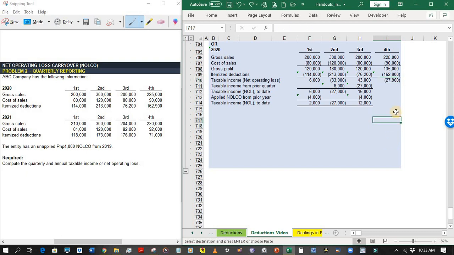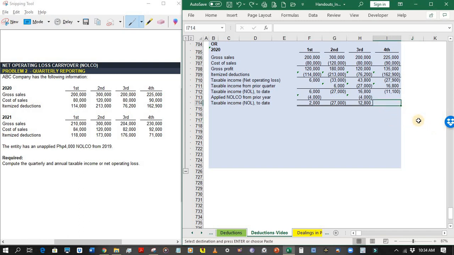Again, we need to report the cumulative amount. So from 27,900, we will add the previous quarter taxable income of 16,800 because this already covers the 9-month period. So to cover the 12 months, we have a total of 11,100. So this is our net operating loss. And this is also the same answer we have computed based on the previous format.